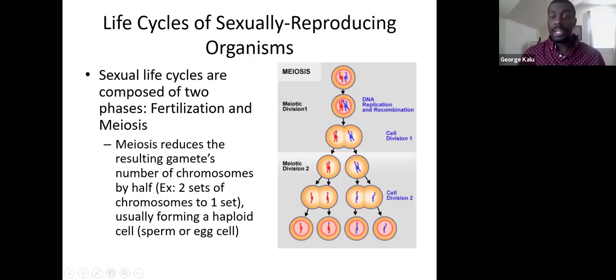And so we're going to be essentially taking the chromosomes that we had and dividing them in half. So instead of having 2 sets of chromosomes, we have just 1 set of chromosomes. So that's the first process involved with sexual reproduction: the forming of the sperm and the egg through meiosis.